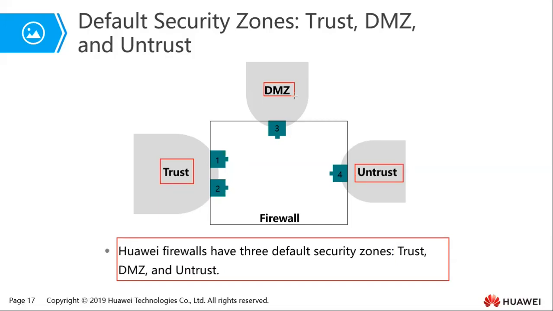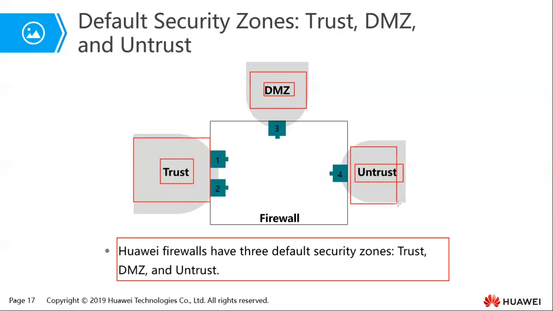Now the trust zone usually refers to the network of internal users. So in this zone, this is where you have your internal network. So your internal network connects to interfaces that have been added to the trust zone. DMZ, of course, this is where you put your servers that you want to be accessed from within your network and from the internet too. You put them in the demilitarized zone.